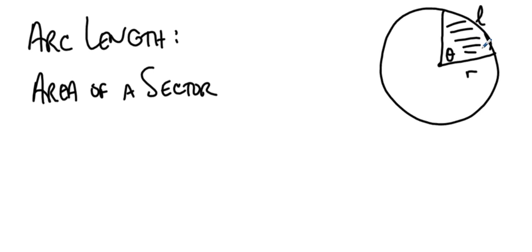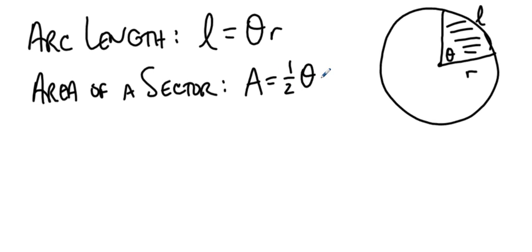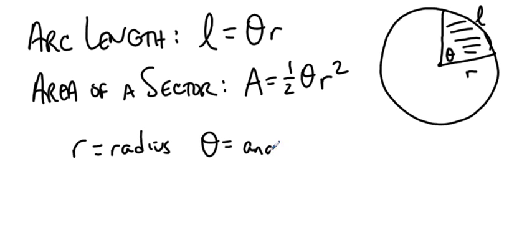The formulas for arc length and area of a sector are that the arc length is theta times r, and the area of a sector is 1/2 times theta times r squared, but only if theta is in radians. So r is the radius, and theta is the angle measure in radians.